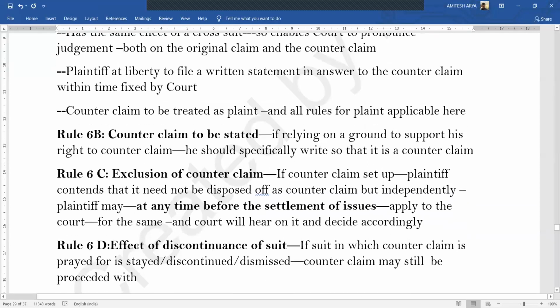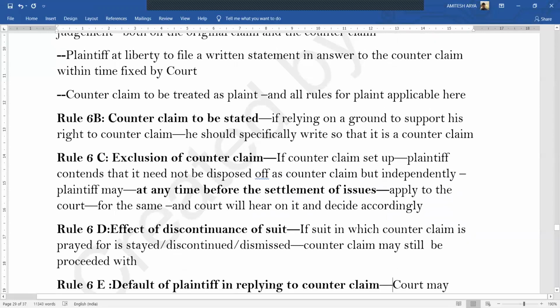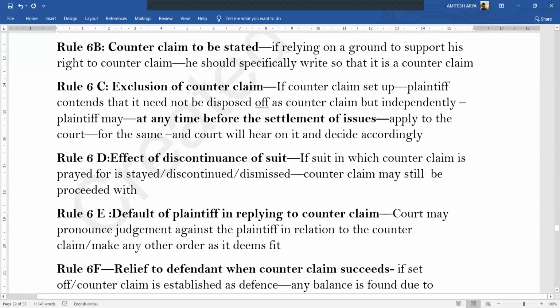Now, what is the effect of discontinuance of suit? So here what we see in a counterclaim, that the suit in which there is a counterclaim, if there is a prayer for counterclaim, if that very suit, the original suit has been stayed, discontinued or dismissed, it has no effect on the counterclaim; it can still be proceeded with.